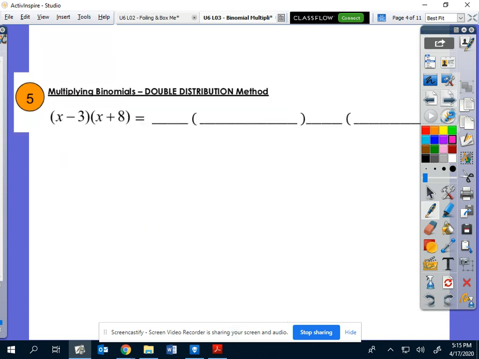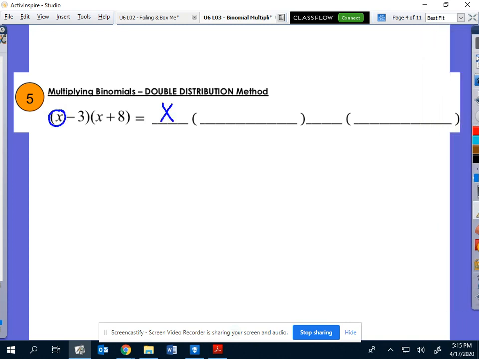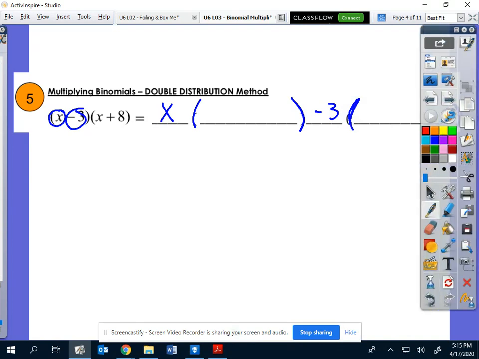Last but not least, double distribution. I never even heard of this when I was your age, but it's now my favorite. Double distribution takes the same question, and we just distribute twice. So what we do is you take the very first binomial, and in a sense, you're going to break it into its two parts. The first part is x, so that goes here alone in front of a set of parentheses. And then you take the negative 3 alone, and you put it in front of a set of parentheses. So you've essentially just taken that first binomial and split it into x and negative 3.